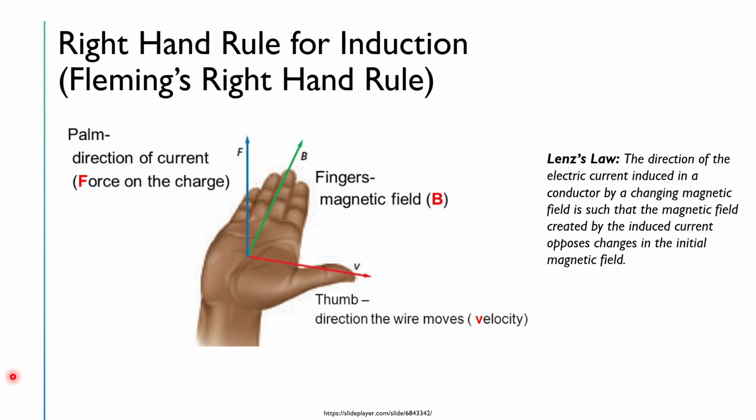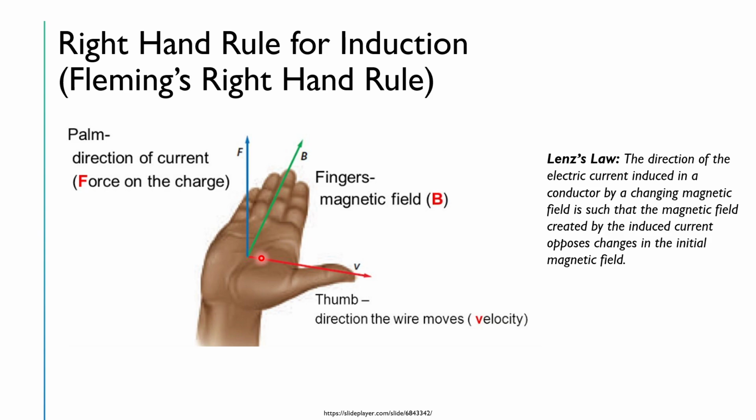When we apply Lenz's law, the idea here is that the direction of the electric current which we induce is such that the magnetic field which is created opposes the change in the magnetic field, or in this case, opposes the direction of motion of the wire itself. Effectively, what we have here is the maintenance of the law of conservation of energy, ensuring that we don't create perpetual motion machines.